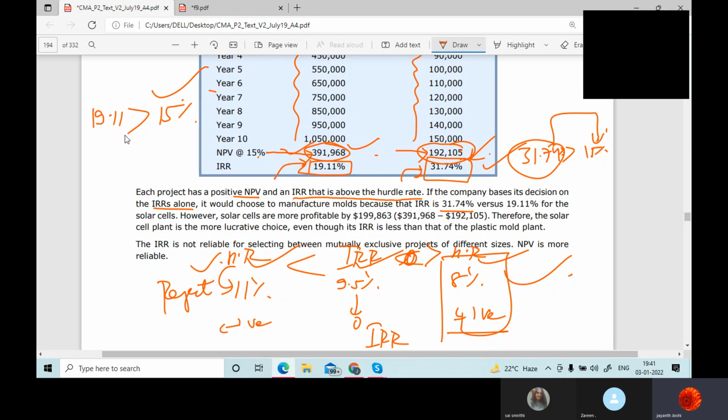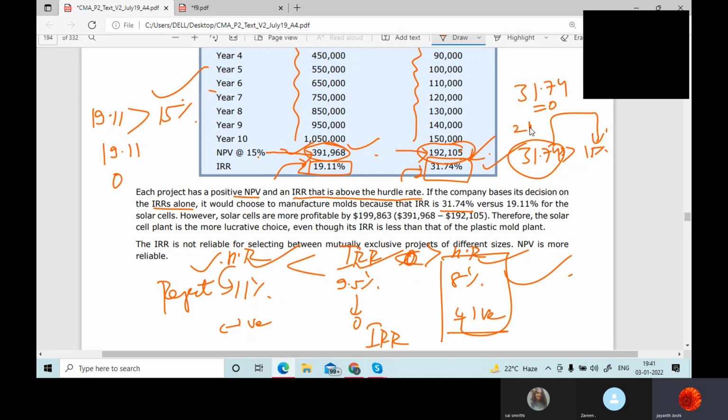So here what happens is, if you discount your project's cash flows at 19.11%, you'll get 0. Here at 31.74%, you'll get 0. But here, if you discount your project's cash flows at 20%, 21%, will you get 0? Please tell me.